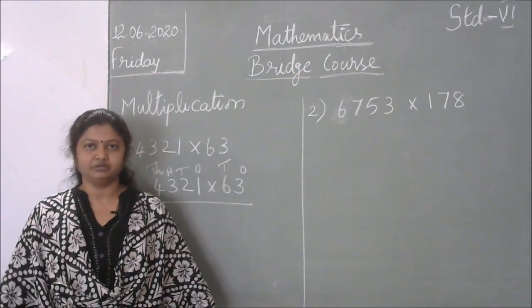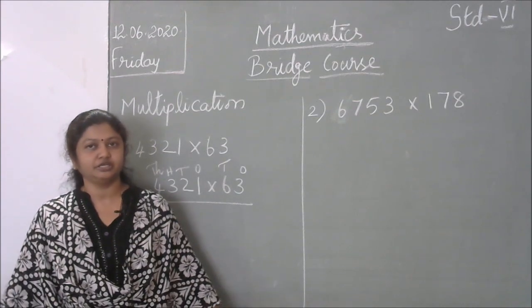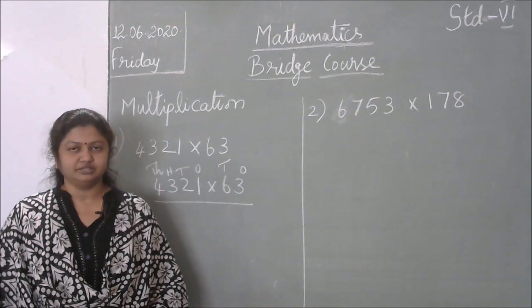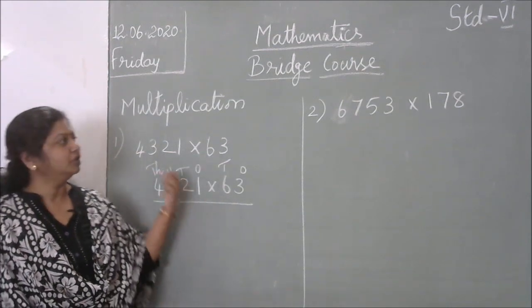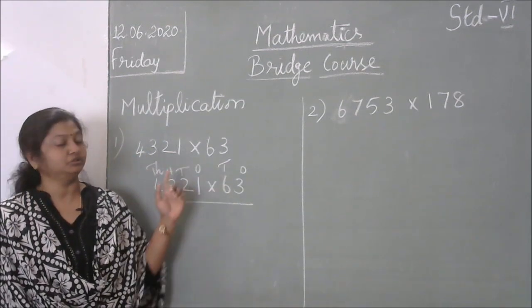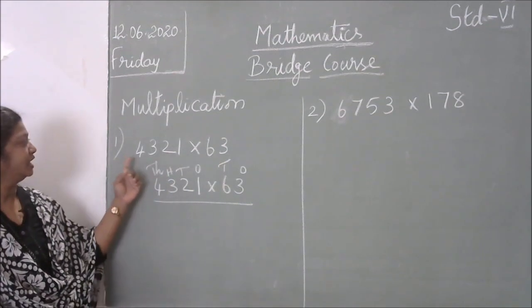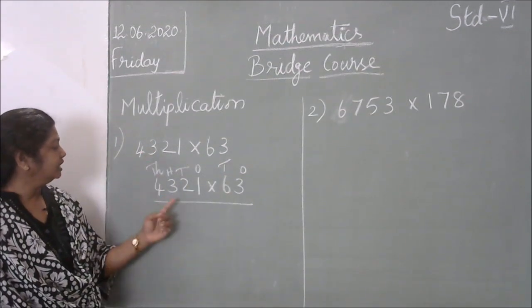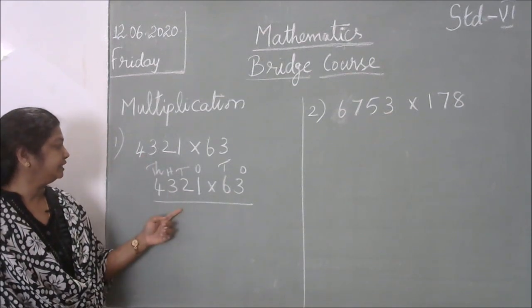Today I am going to take our second section. In the first section I taught you digit numbers and addition and subtraction. Today I am going to teach you how to multiply the numbers, how to divide the numbers. Here I have written two sums. In the first sum you have to take the numbers and write them down.